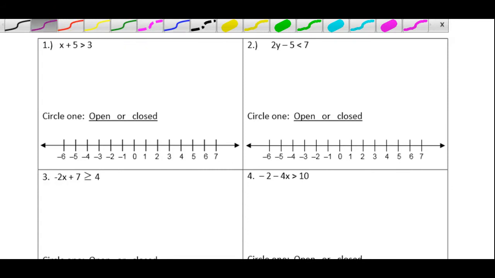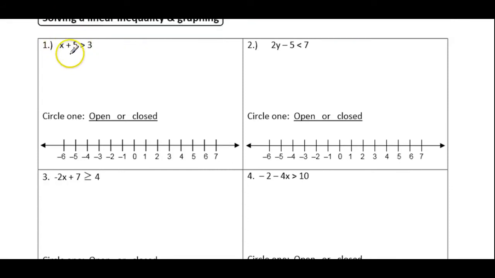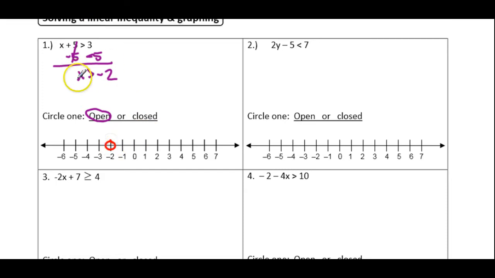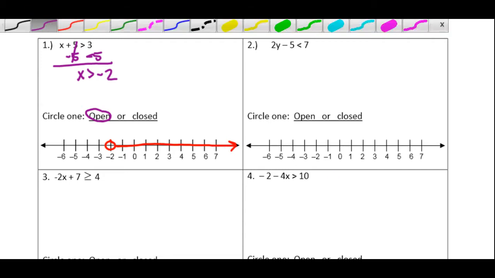Alright, so the first problem: x plus 5 is greater than 3. I want to get x by itself like always. I've got to get rid of this 5. The opposite would be negative 5, or minus 5. Those are gone. Bring down your x, bring down your sign. 3 minus 5 is negative 2. And we didn't flip the sign because we did not multiply or divide. We subtracted. Now look at the sign. It's going to be an open circle at negative 2. And so x is greater than negative 2. We're going to color greater than, or to the right. Just like that. Literally just like equations.